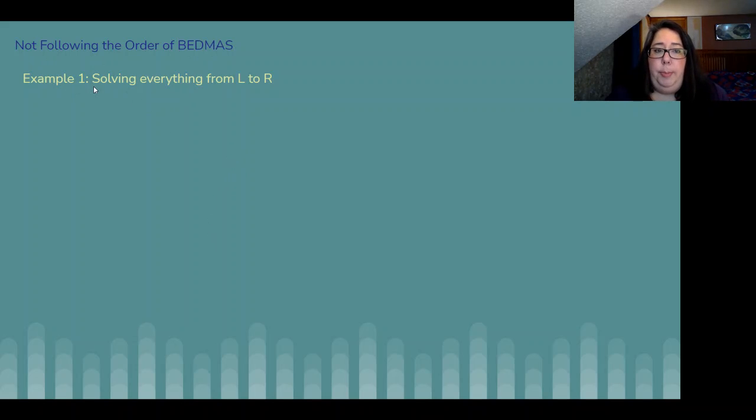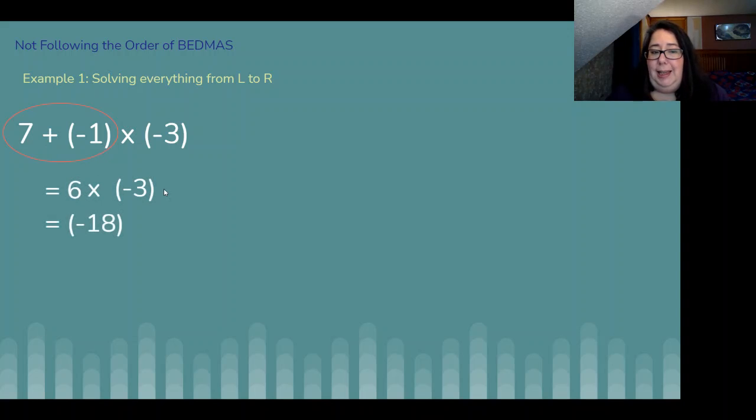For one example, sometimes I see students just solving everything from left to right, no matter what the operation is. And so for this example, we're going to look at 7 plus -1 times -3. If the student is solving everything from left to right, they would start with the addition, 7 plus -1, to get 6, times the -3 to get -18. But we know this isn't correct.